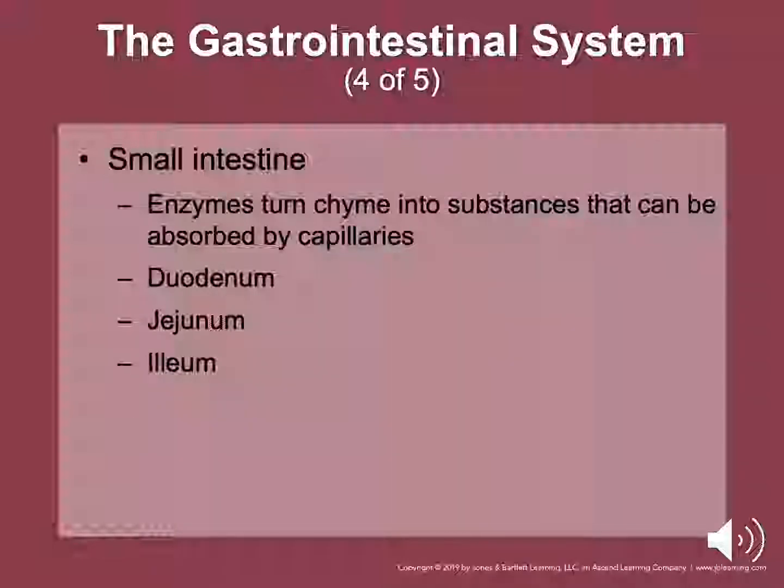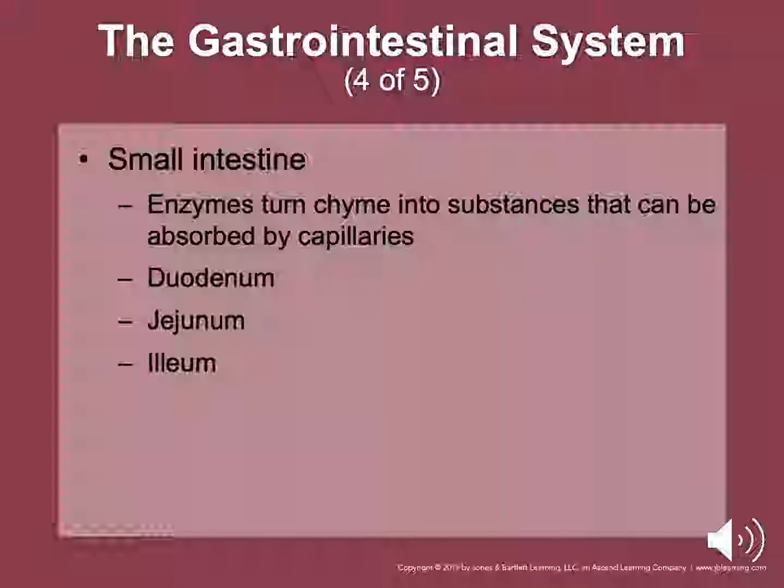The small intestine is the next part. The duodenum is the first part of the small intestine. It absorbs resources for use by other cells in the body. The active stage of absorption begins in the duodenum. It's also where the pancreas, liver, and gallbladder connect to the digestive system.